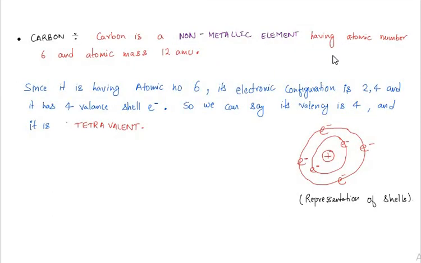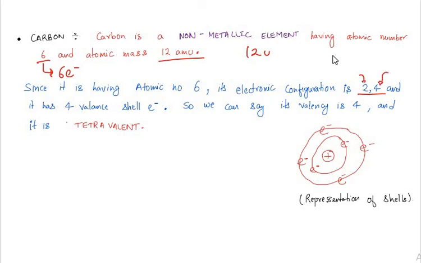Before starting the chapter we need to understand what carbon is. Carbon is an element. Elements are of 3 types: metallic, non-metallic and metalloids. Carbon is a non-metallic element having atomic number 6, meaning it has 6 electrons, and its atomic mass is 12 AMU, or you can write 12 U. AMU is atomic mass unit and U is unified mass. Since it has 6 electrons, its electronic configuration is 2,4, meaning the inner shell contains 2 electrons and the valence shell contains 4 electrons.